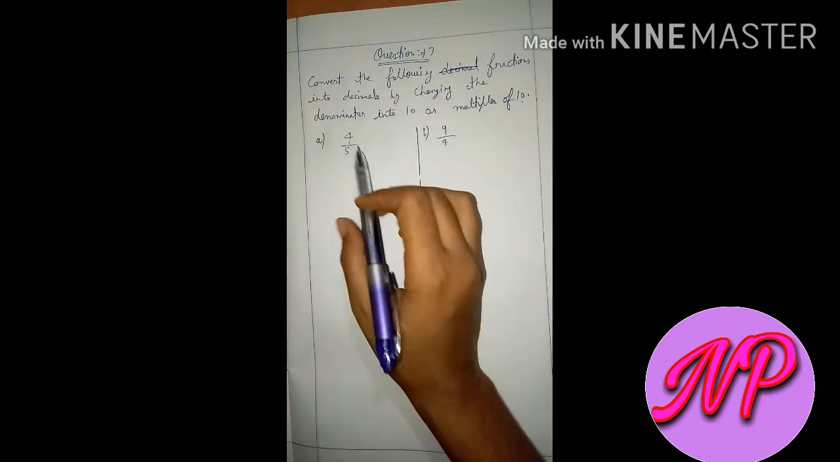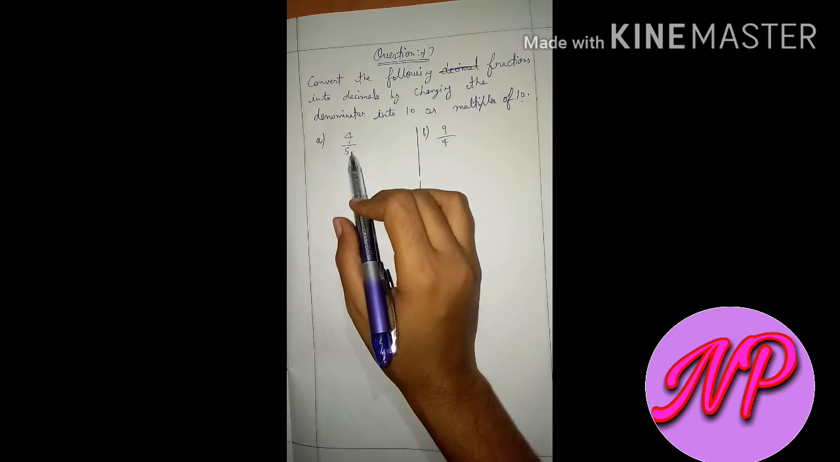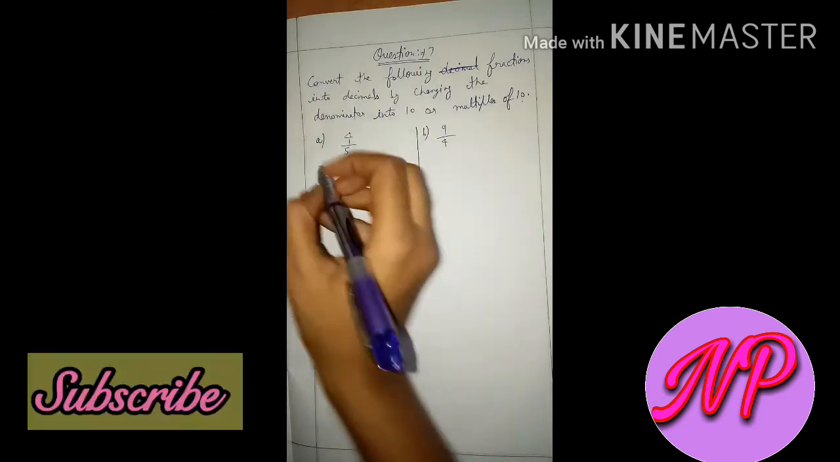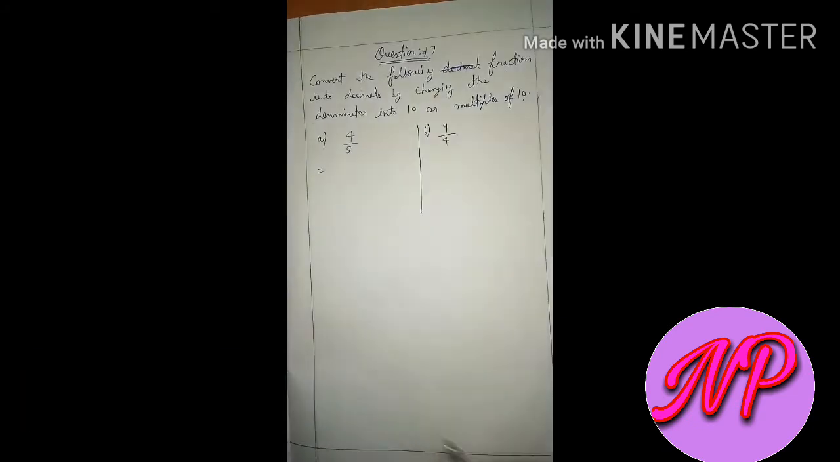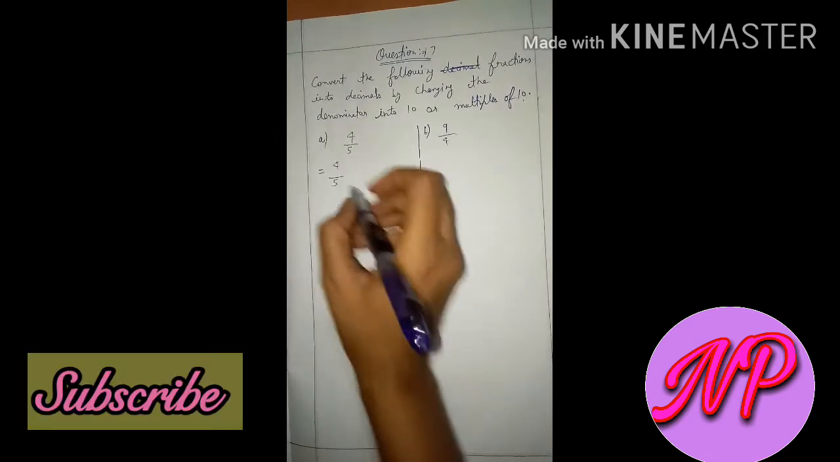Okay, so the fraction is given 4 by 5, and you know that to convert the fraction to decimals we need the denominator 10 or multiples of 10. So we firstly will make the denominator a multiple of 10. Here the numerator is 4 and the denominator is 5.